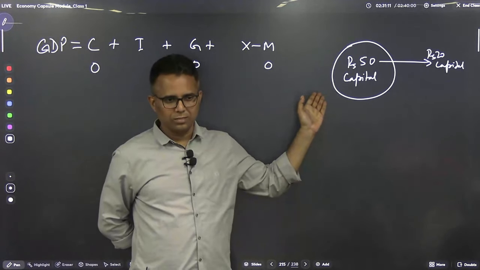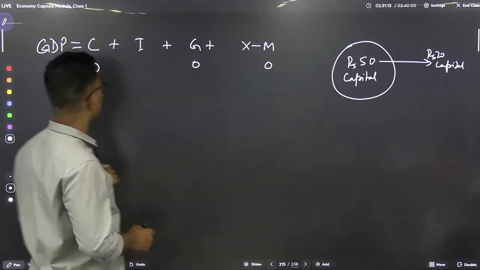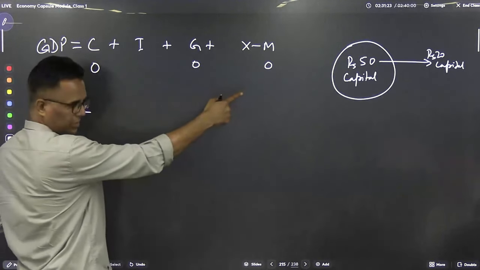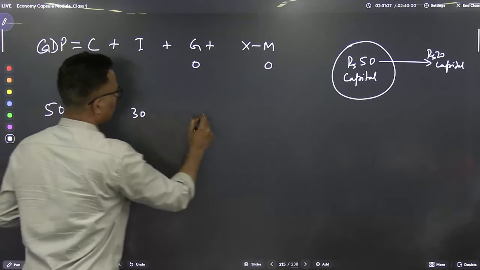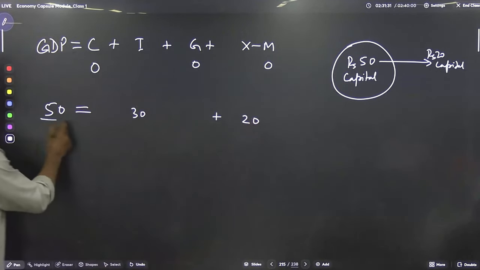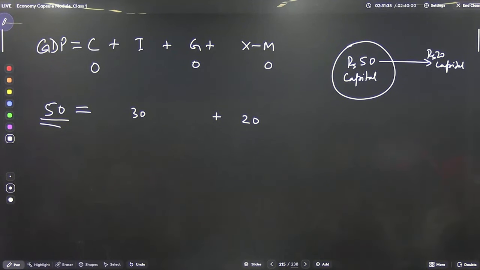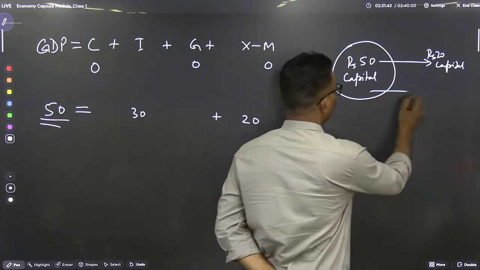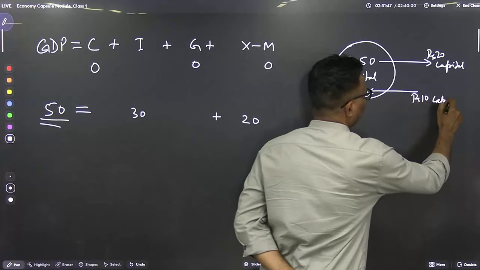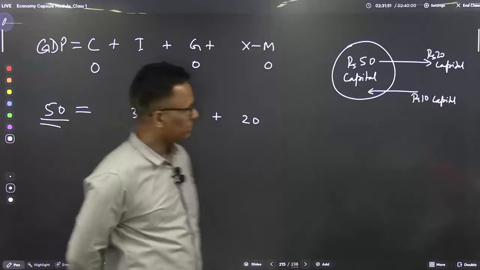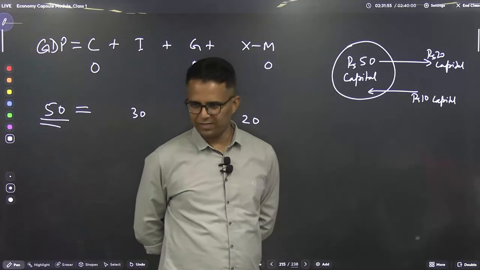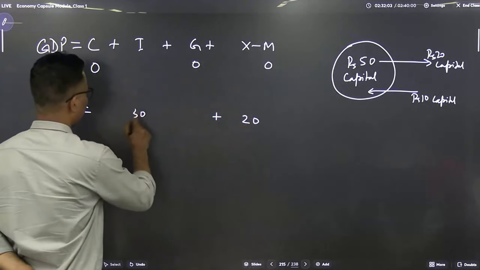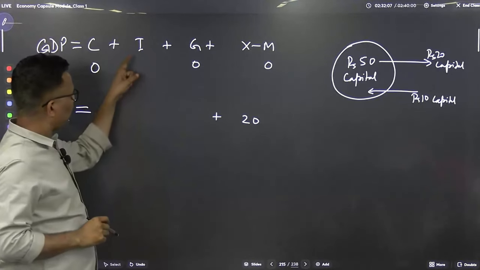Huh? 30? GDP? So investment 30 hai? Ho gaya. Here, look, one second. If we import, samajh rahe na? If we import rupees 10 of capital, GDP is still 50. Investment in India 40. Investment 40.